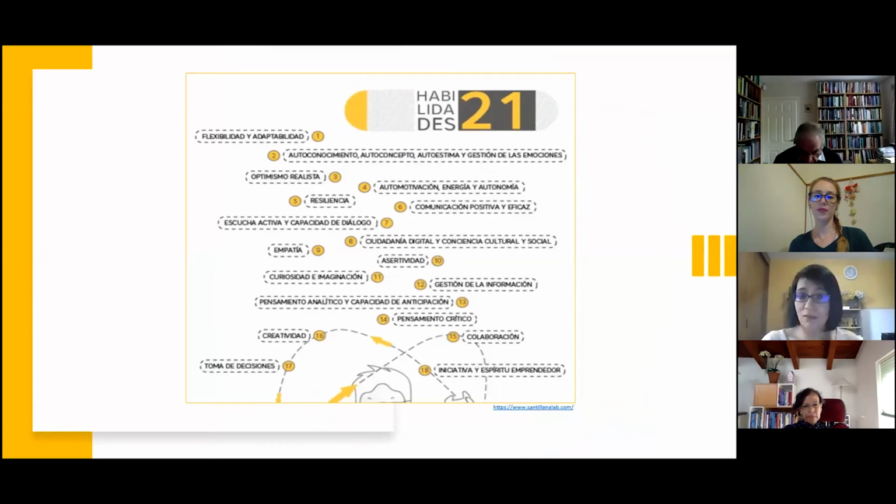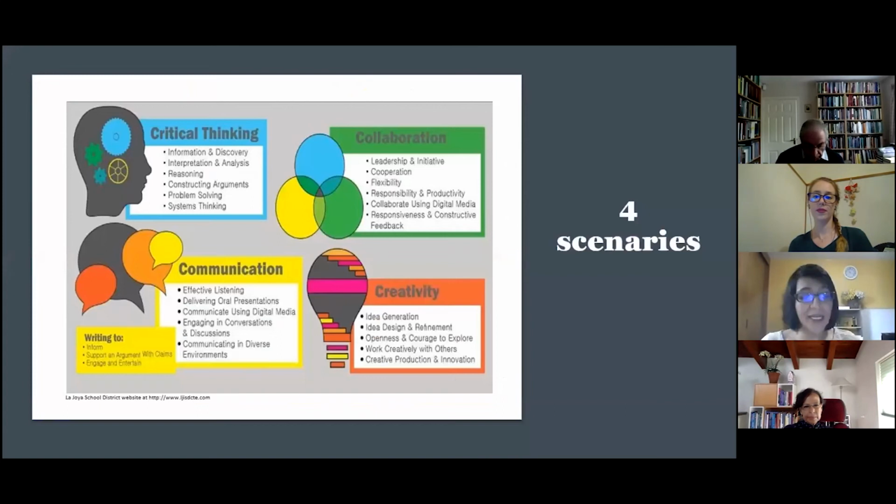So over here, we can see how these 21st century skills are divided into what we can call the four vital scenarios, or the four C's. And we can see there critical thinking, collaboration, creativity, and communication.